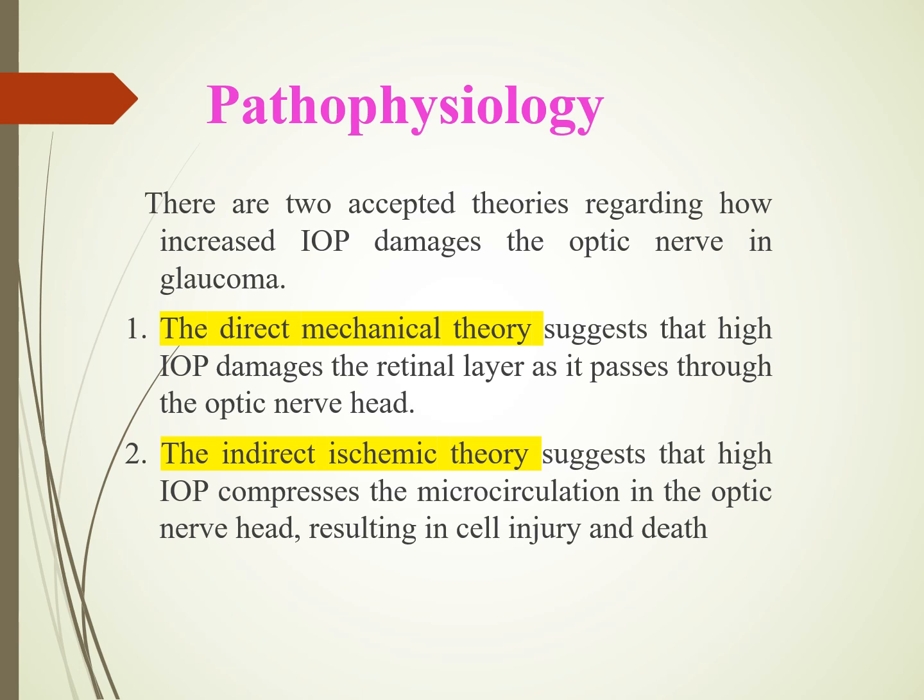Pathophysiology. There are two accepted theories regarding how increased intraocular pressure damages the optic nerve in glaucoma. The direct mechanical theory suggests that high intraocular pressure damages the retinal layer as it passes through the optic nerve head. The indirect ischemic theory suggests that high intraocular pressure compresses the microcirculation in the optic nerve head, resulting in cell injury and death.